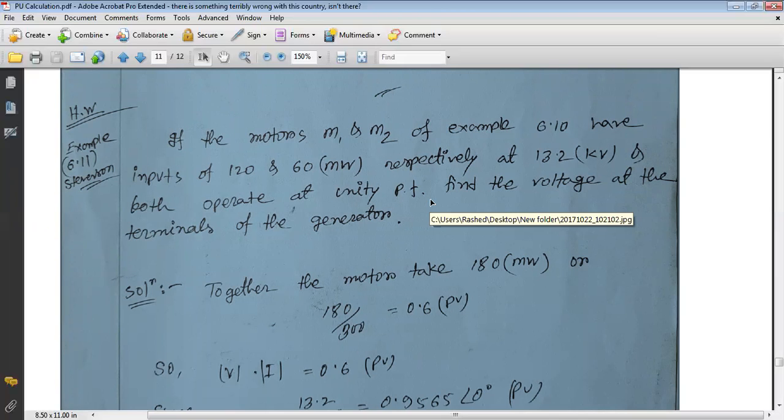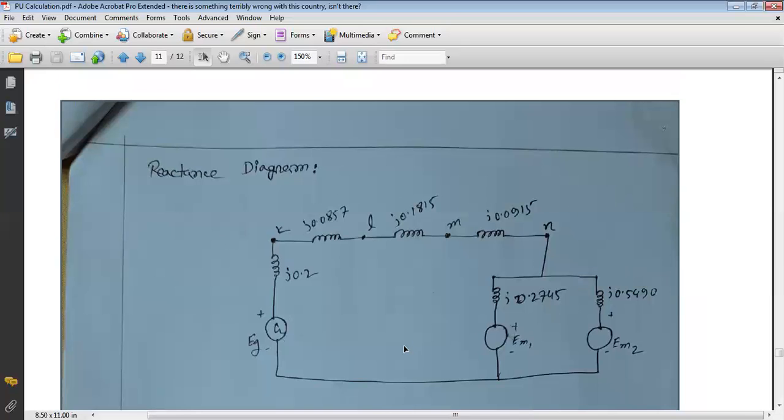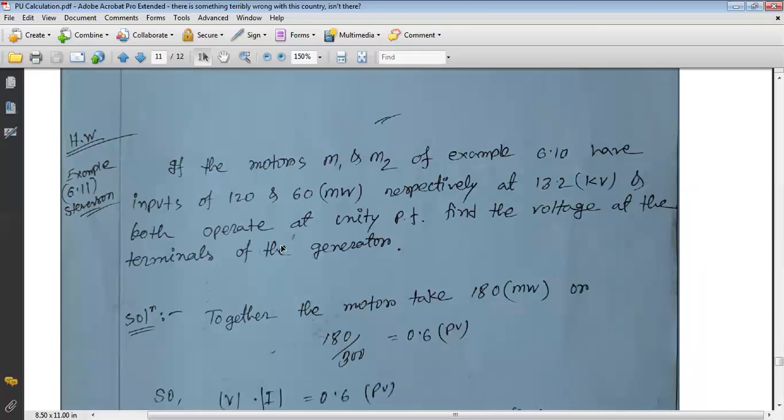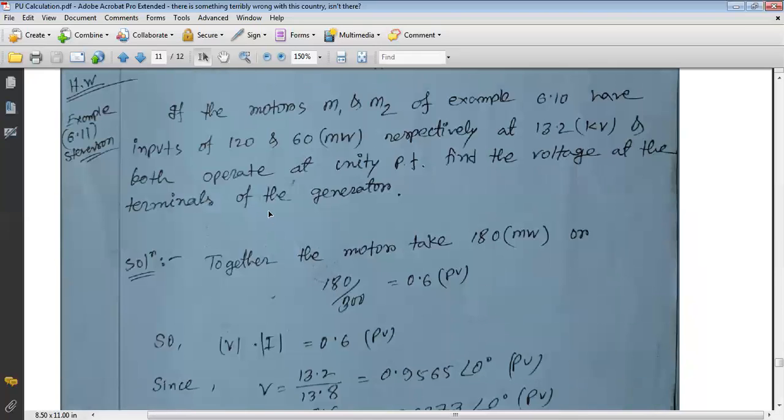So we have to calculate the terminal voltage of the generator. This is the solution procedure. All the values here are given in per unit, so we have to convert the power rating of the motors to per unit value. The two motors together are 120 plus 60 megawatt, that is 180 megawatt. If we divide this value by the base value, which for this one-line diagram is 300 megavolt ampere, the per unit value of power is 0.6 per unit.